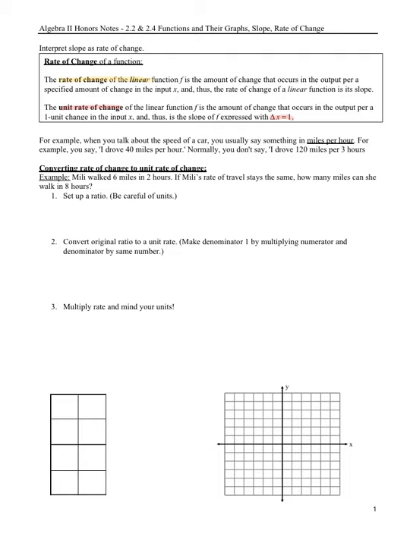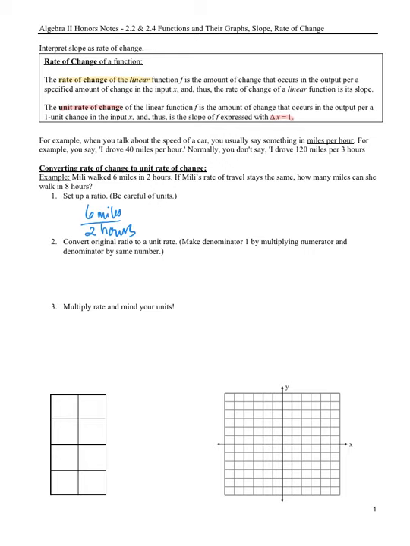So let's say in this first example, Millie walks 6 miles in 2 hours. If Millie's rate of travel stays the same, constant rate of change, how many miles can she walk in 8 hours? Well, the first thing you're going to want to do is set up a ratio. And we have to be careful of the units. Now, a ratio would be 6 miles for every 2 hours. So that is the original ratio that represents the rate of change.